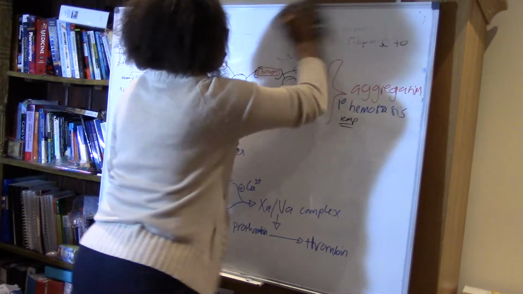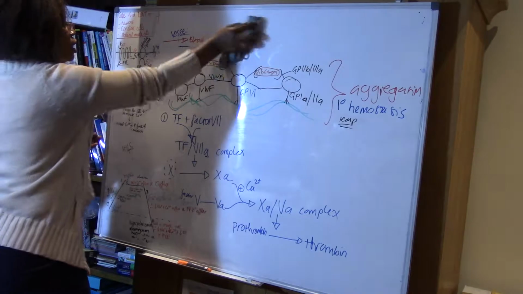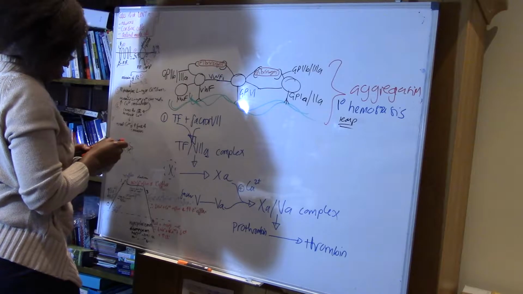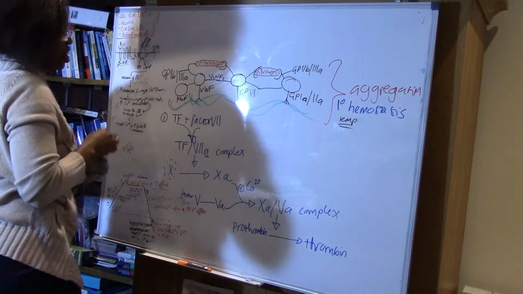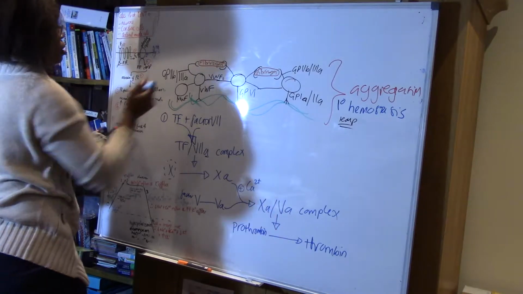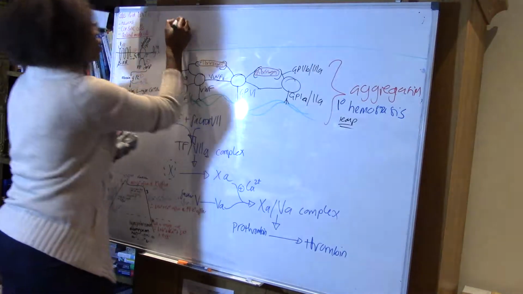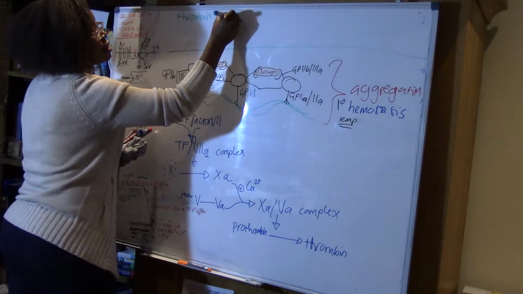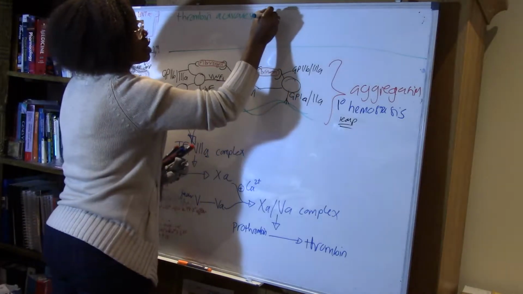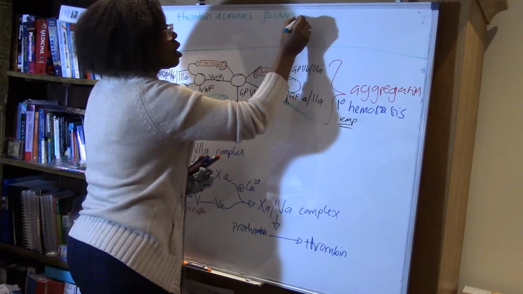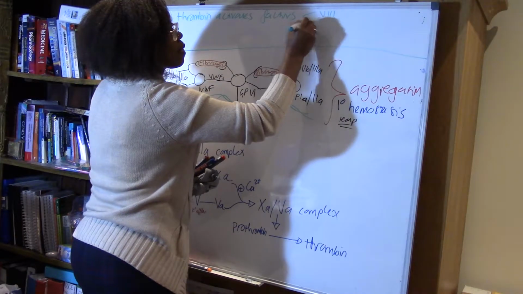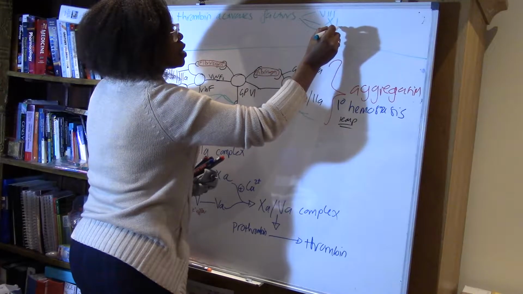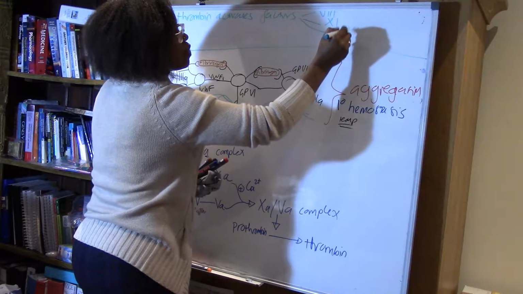I'm going to grab that out. I just need a tiny bit of space to write, perhaps in green. So thrombin activates factor 8. It activates factor 11. It activates factor 13.